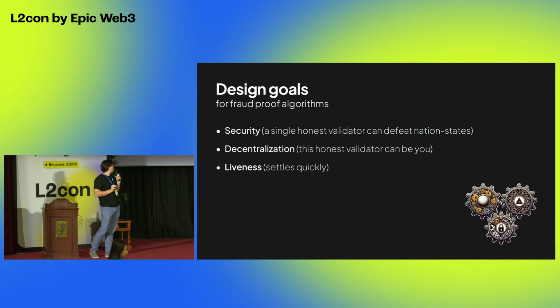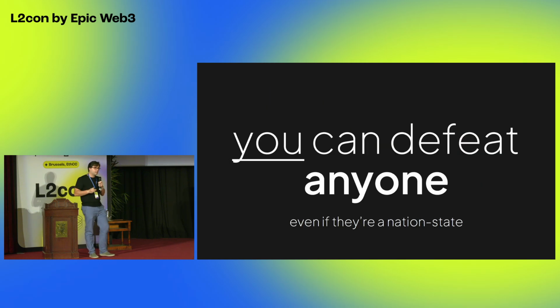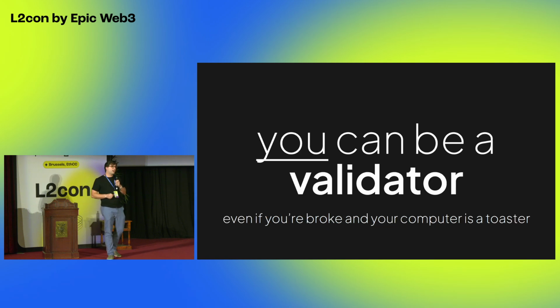But let's zoom in on security and decentralization. Security means that one honest validator can really defeat everybody else. It doesn't matter if you're fighting against a nation state. We want one single honest validator to bring all the adversaries to their knees, even if their adversary is a nation state. And the second thing we want is that you are able to become a validator.